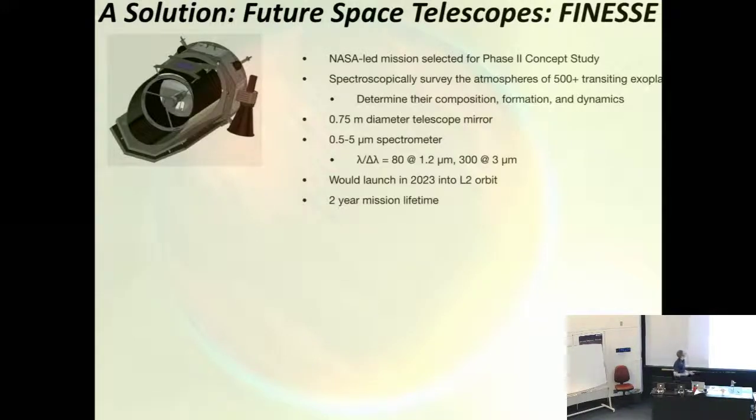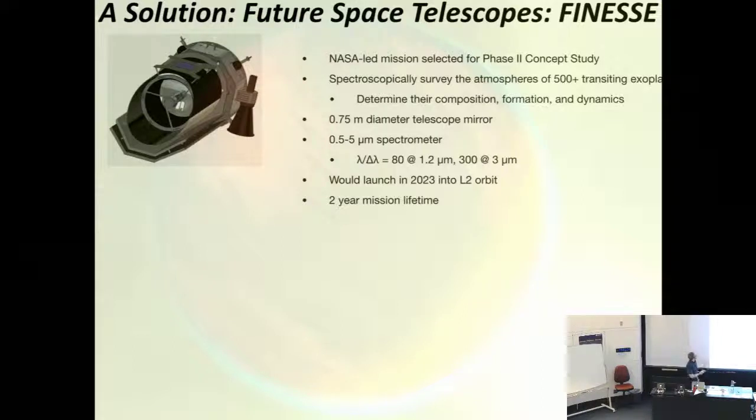This is some work PI'd by Mark Swain at the Jet Propulsion Laboratory to build a small 75 centimeter telescope. It's called FINESSE, the Fast Infrared Spectroscopic Survey Explorer. It's kind of a backronym, I think. We've been selected for a phase 2 concept study. That means that in 2019, if we do our jobs right over the next year, this thing might actually fly.